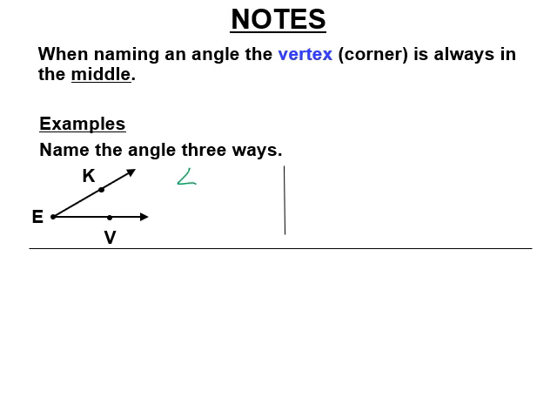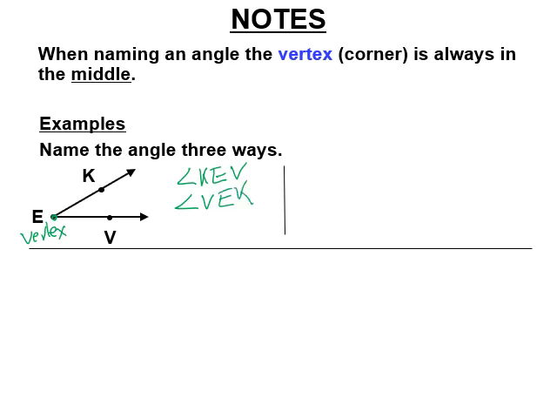So one name of this is angle KEV. So E is the corner or vertex. So the E has to go in the letter. And this is the symbol for an angle. It does not look like the real angle. So come up with another name. It's also angle VEK. E is in the middle.